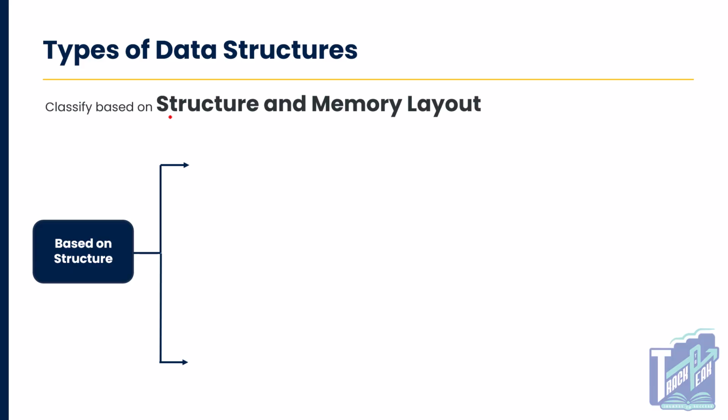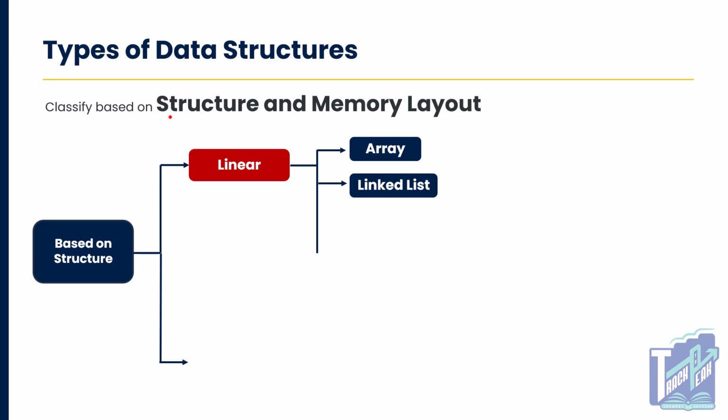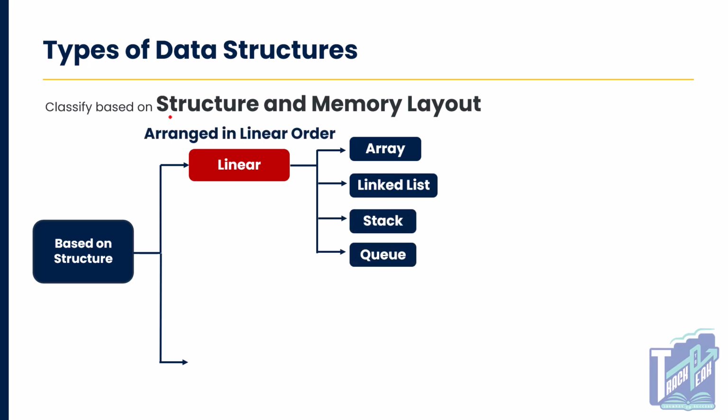Next, types of data structure. Basically, the data structure can be classified based on their structure and the memory layout. First, let's see the classification based on structure. There are two types. One is linear. In linear data structure, we have array, linked list, stack, and queue. Linear in the sense arrangements are in a linear order, that is sequential order.